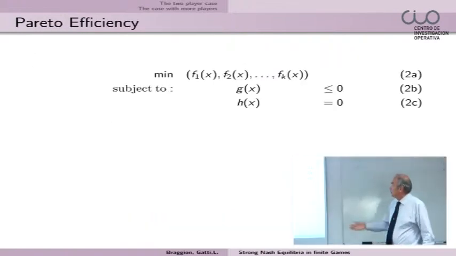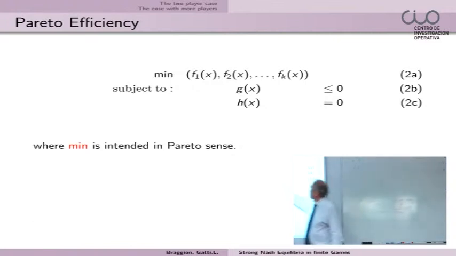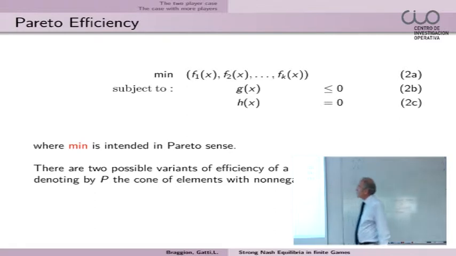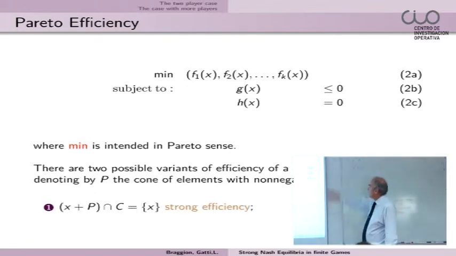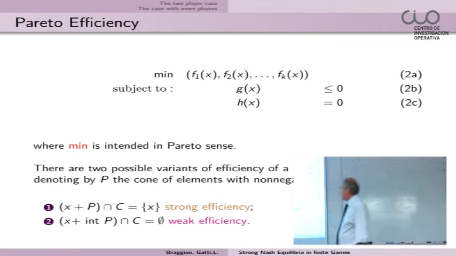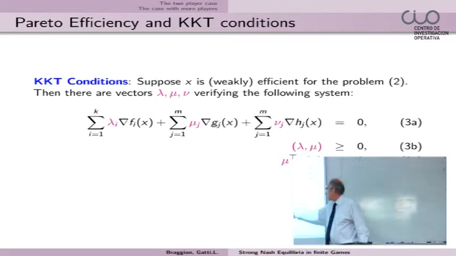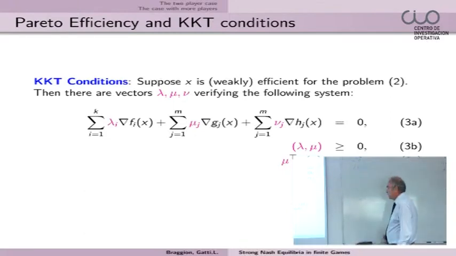Now we switch to Pareto efficiency. I believe that everybody knows what Pareto efficiency is. If I have to minimize or maximize not a single objective function, but k objective functions, subject to some functional constraints, inequality and equality constraints, this means simply that I use the Pareto idea. I will explain in a second what the Pareto idea is. I take a set, what means that it is minimal. Okay, here I wrote maximal, unfortunately. But if I take the quadrant of the non-negative elements, strong efficiency means that x plus P intersected with my set C is only x, and weak efficiency means that if I take the interior of the cone, its intersection with C is empty.